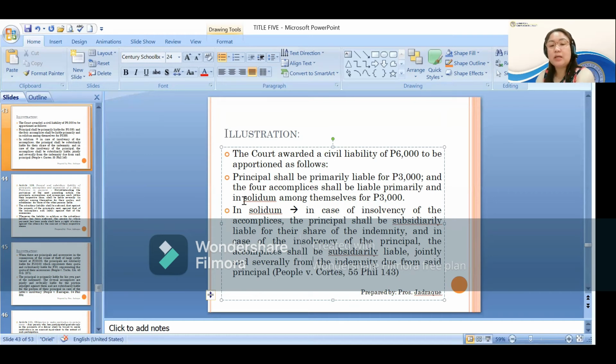Same thing with the principal. If the accomplices are insolvent, the principal shall also become subsidiarily liable for the share of all the accomplices of 3,000. Now, what would be the remedy? Just in case, let's say that the principal is insolvent, so kinsay gigukod ni offended party, si accessory. Makabayad si accessory, subject of course to the remedy that he can ask for reimbursement from the principal. Same with vice versa. Kung insolvent si accomplice, si principal pwede nimo paninglan sa share ni accessory. Okay? Vice versa.